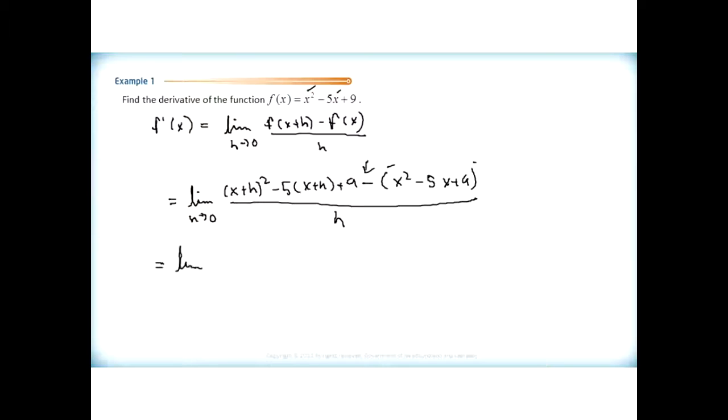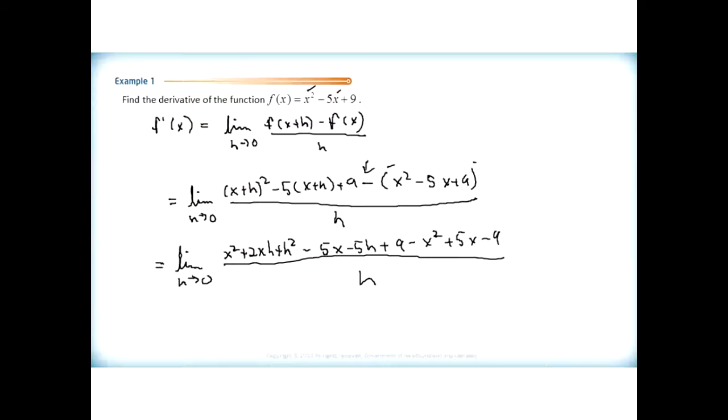So this gives us the limit as h approaches 0. (x plus h) all squared is x squared plus 2xh plus h squared, saving you the binomial expansion, then 5x minus 5h from the second set of brackets, plus 9, and then we're going to have minus x squared plus 5x and minus 9, and all of that is over h. Now that looks like a big mess, but the nice thing about these is that every time we do one of these, stuff gets simple in a hurry. So let's see what we can get rid of.